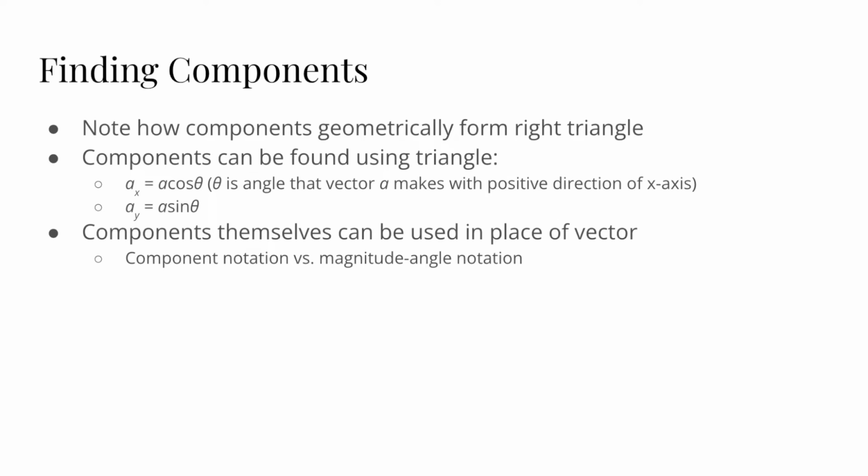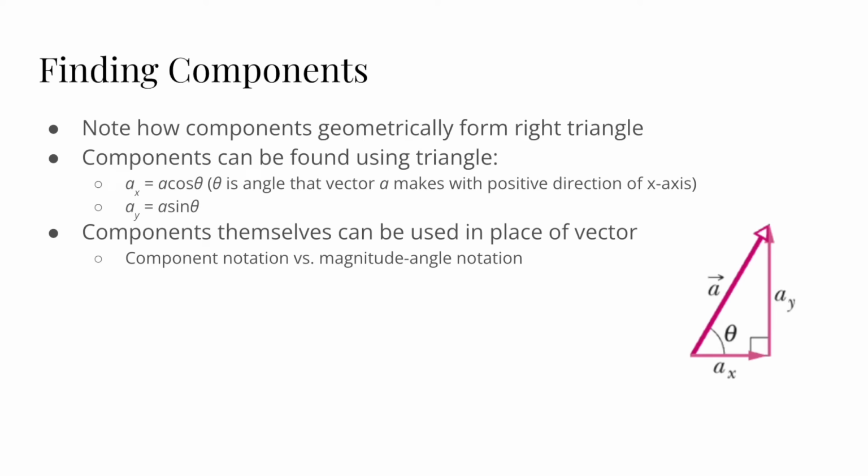Geometrically, we can find the components of a vector, say A, as we note that its components form a right triangle. Using some trigonometry, the x component is A cos theta, where theta is the angle that vector A makes with the positive direction of the x-axis. Similarly, the y component is A sine theta.